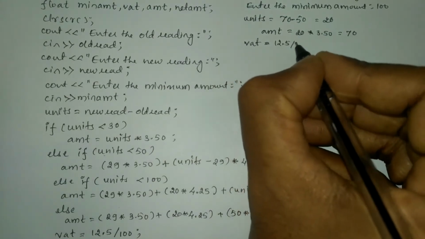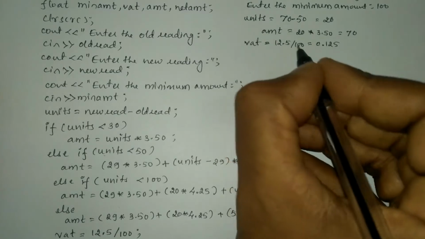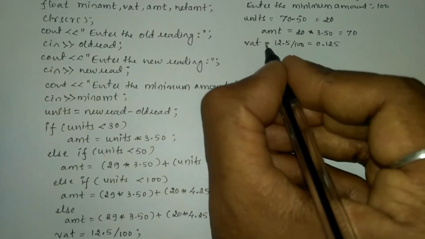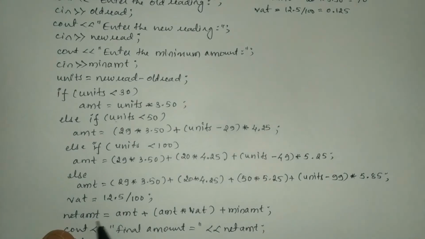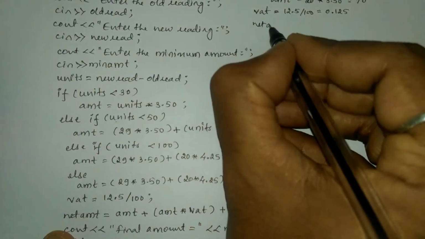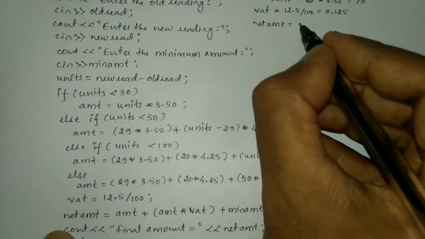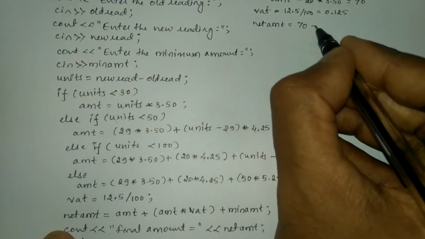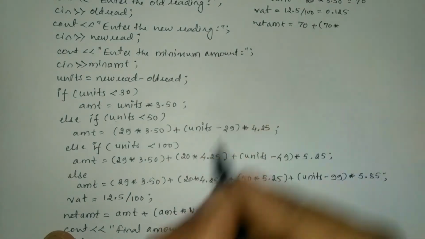12.5 divided by 100 can also be written as 0.125. You can shift 2 decimal points on the left hand side, right? Yes. Next, net amount is equal to amount plus amount into VAT plus minimum amount. So how to calculate net amount now? Net amount is equal to, what is amount? Amount is 70, correct? 70 plus amount is 70 into VAT is what?